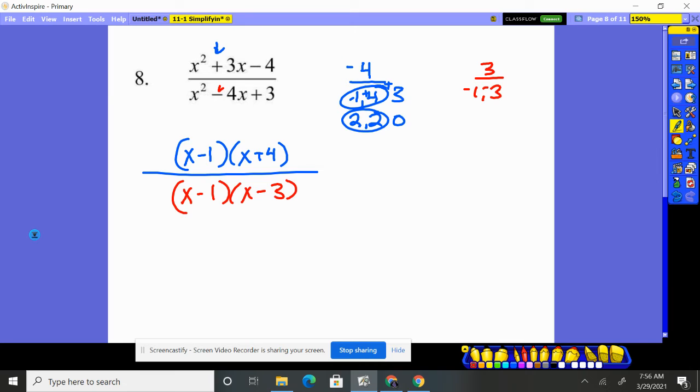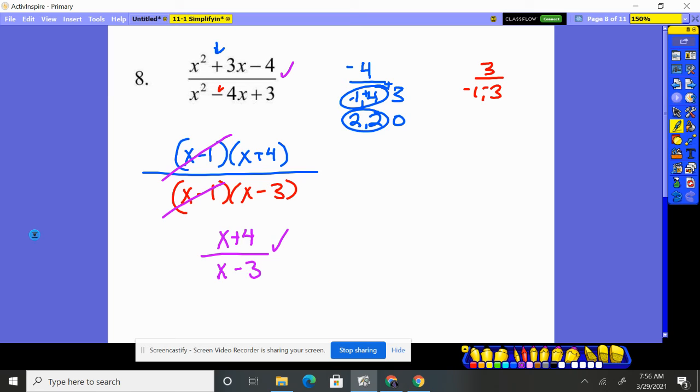Now, do we have something that's the same that can go away? Yes, these are the same. So no matter what we put in for x, you'll get the same number up top and down below, and anything divided by itself is 1. So this whole answer simplifies to x plus 4 over x minus 3. It's much easier to plug an x value into this guy than it is that guy. That's why we like to simplify it.